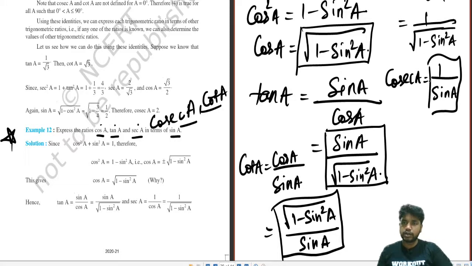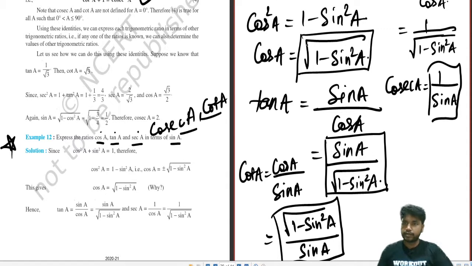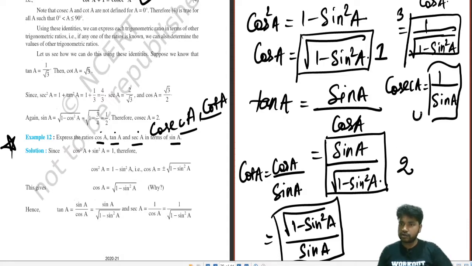Anything left out? I think no. Yeah, this would be better. See, we have 1, the first one is this, the second one is this 2, then this is 3, then this is 4, then this is 5. Means every ratio in trigonometry has been expressed in terms of sin A.